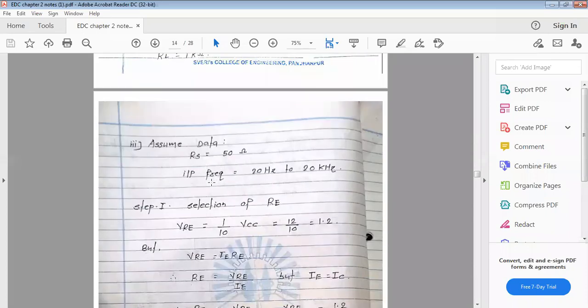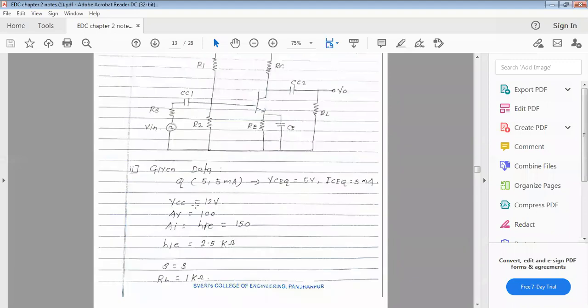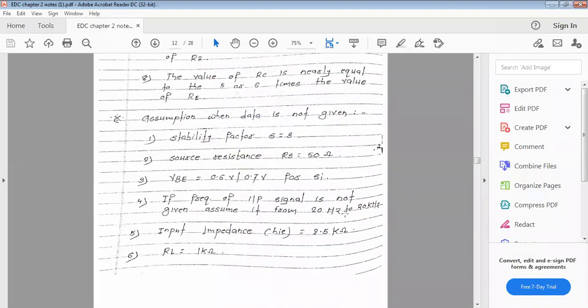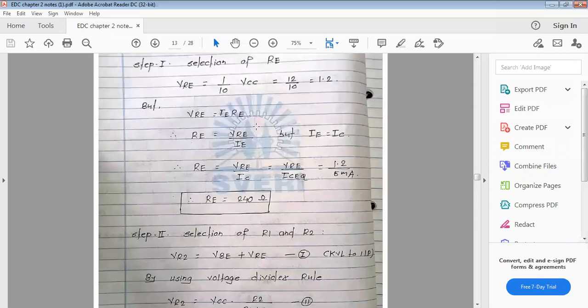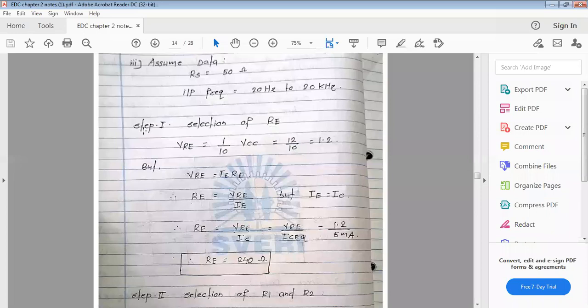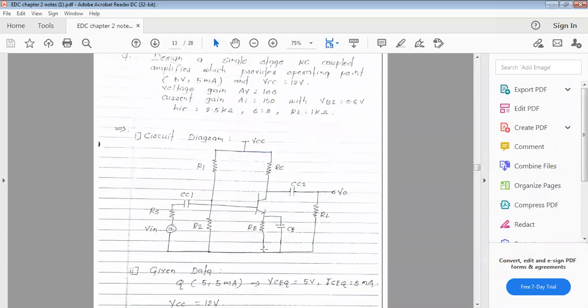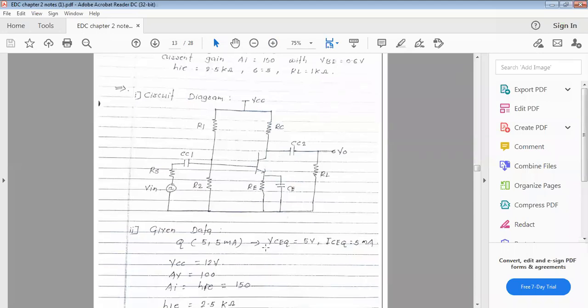Okay, input frequency, whether they are mentioning any input frequency. No. If it is not mentioned, we have to take it as 20 to 20k. So we have again assumed the input frequency value. Now tell me step by step. Now selection of RE. First we have to calculate the value of RE. In one example, you have to understand what steps we follow one by one, and accordingly for the next example you can follow that step. So first we have to find out the value of RE.